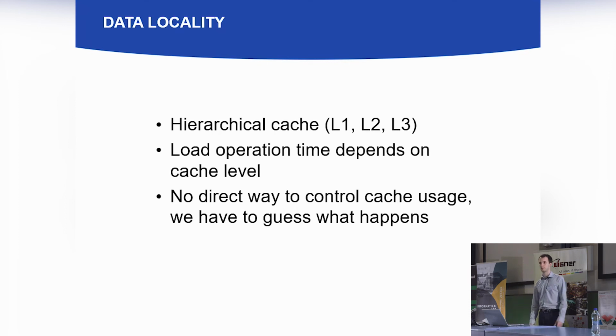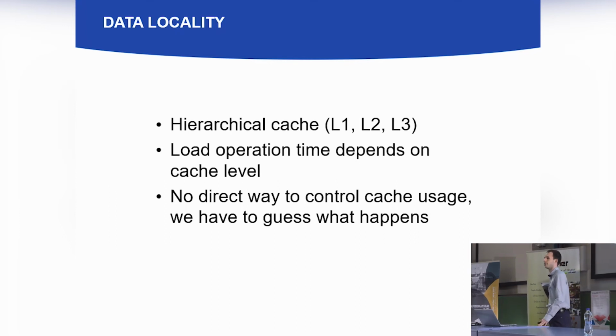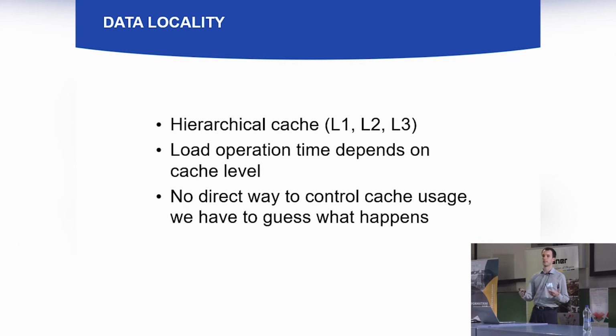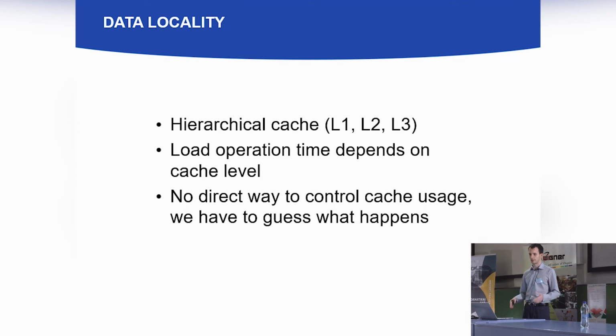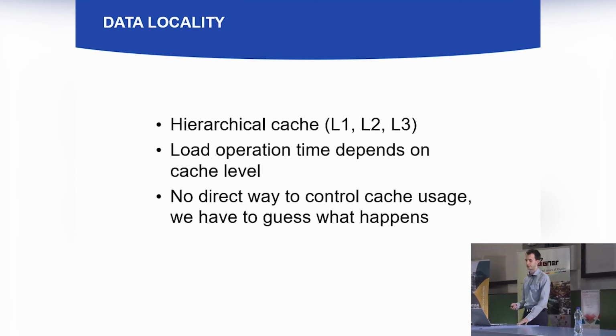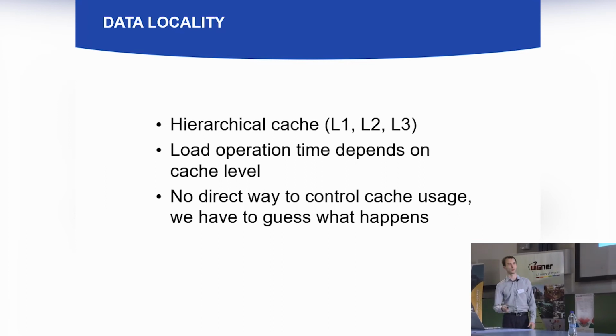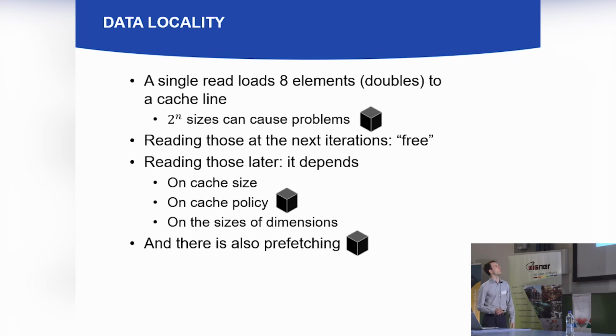So as you've heard multiple times today, using the different levels of cache is very important, also on a GPU, but even on a single core, single threaded CPU application. We have multiple layers of cache, and the load operation time actually depends on which cache the data we are reading from is in. And unfortunately, on a CPU program, we have absolutely no way to instruct the compiler or the CPU in which cache to put our data. So we have to make guesses about what will happen at runtime. Let's see what can happen.